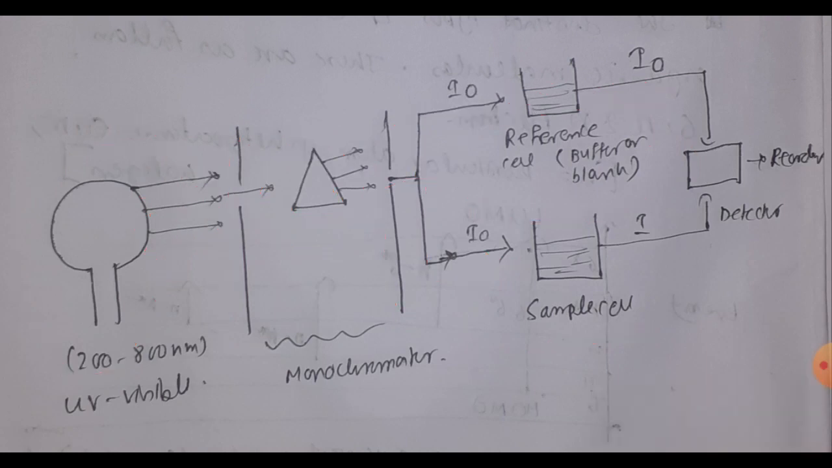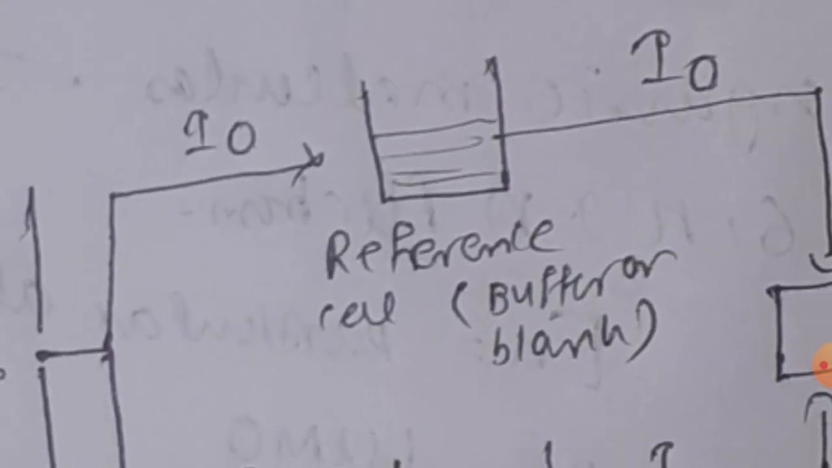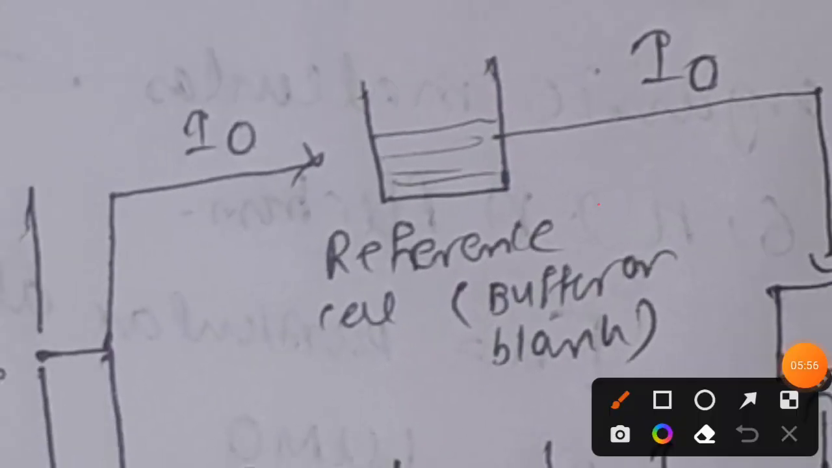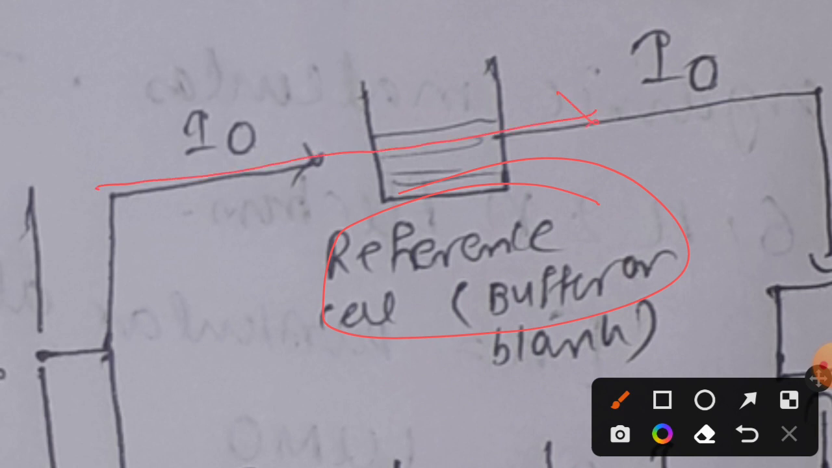And now just try to understand that as it is a reference cell, that means in that cuvette, remember one thing, that in case of absorption spectroscopy we are generally keeping our sample in a cuvette. Okay, so the light passing through the reference cell will not be absorbed, right? Why? Because there is no sample present.